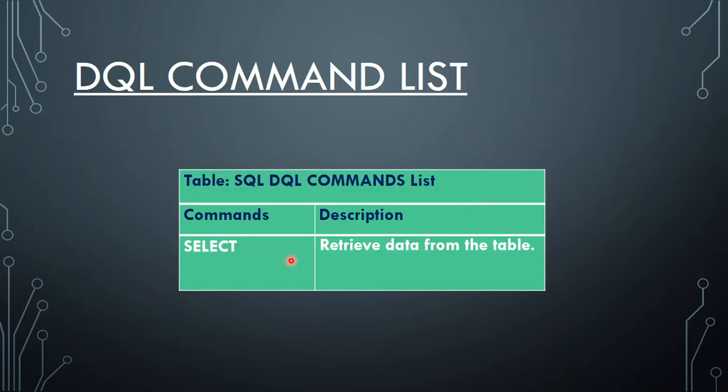See the tabular column, there is only one command available in DQL, so that is select command. So retrieve data from the table. So அந்த டேபிளில் என்னென்ன டேட்டாஸ் இருக்கோ அதை retrieve பண்ணி பார்க்குறதுக்காக select command is used.